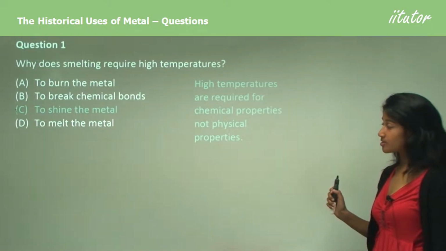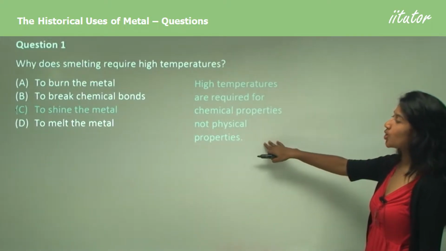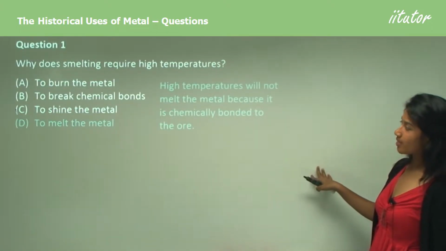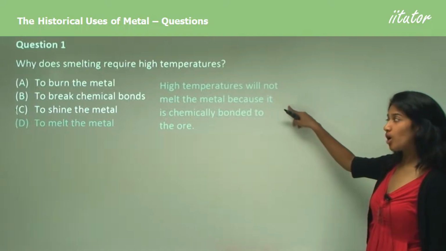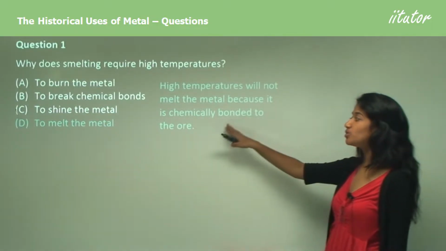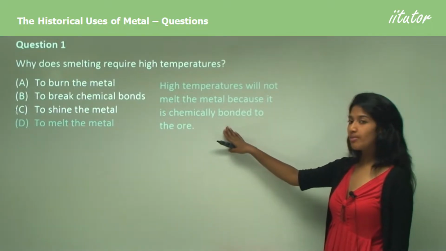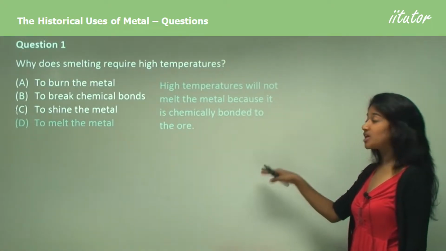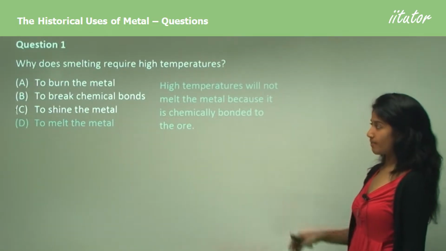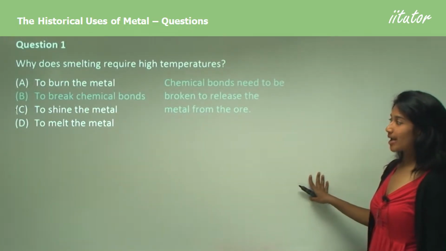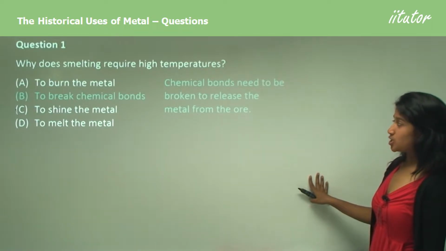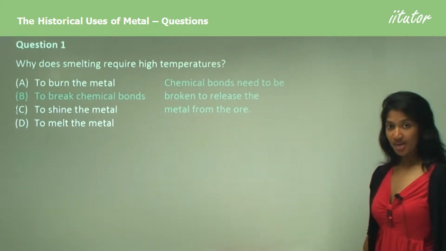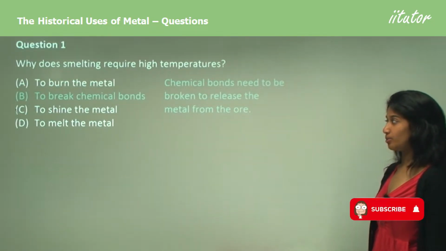Luster is a physical property, so high temperatures are not used for that. D, to melt the metal. High temperatures will not melt the metal because it is still chemically bonded to the ore. Remember I told you how the metal is chemically bonded to other metals in the ore, so when it's intact, it doesn't melt. B, to break chemical bonds. Chemical bonds need to be broken to release the metal from the ore. So the answer is B, it is to break chemical bonds.